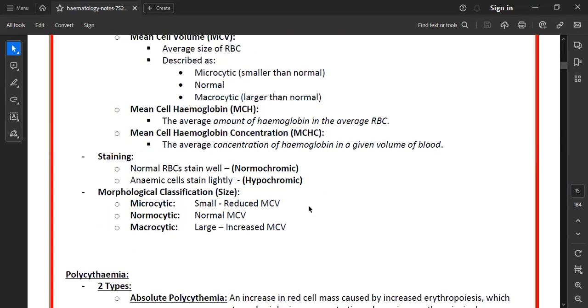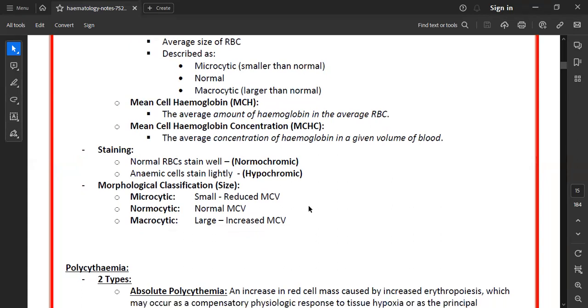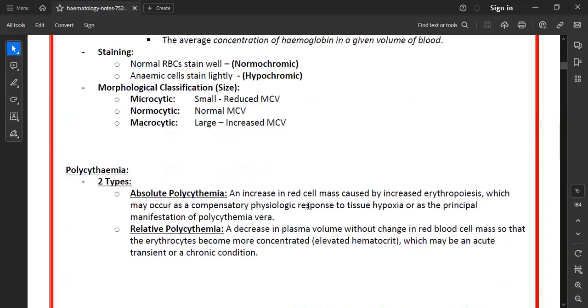You can also do your staining. So staining will reveal the color as either normochromic or hypochromic. I remember we had the Romanowsky stain. So these are the parts we said: you can have microcytic, normal, macrocytic.